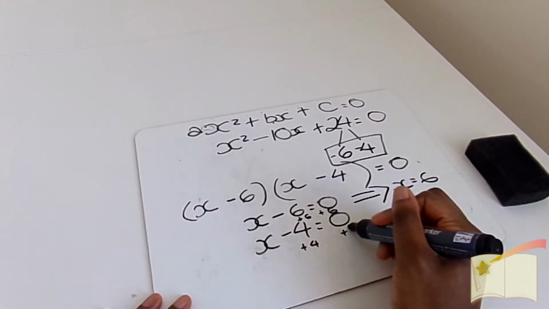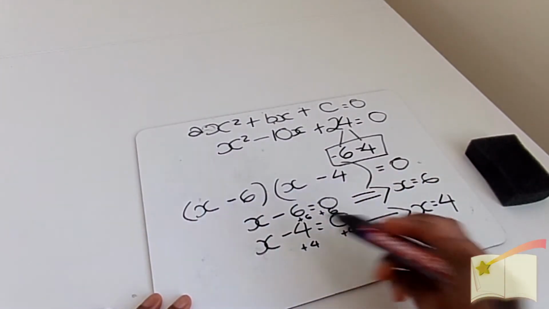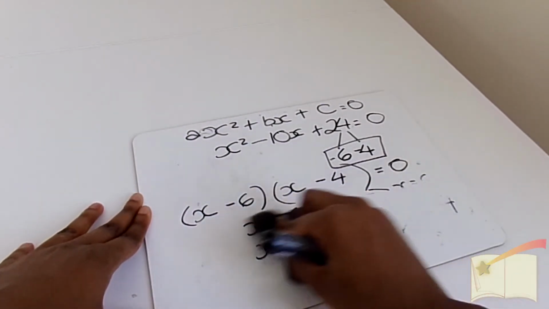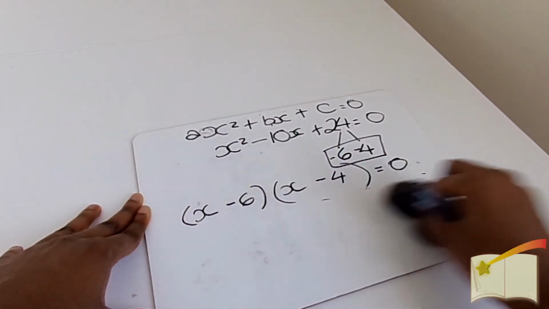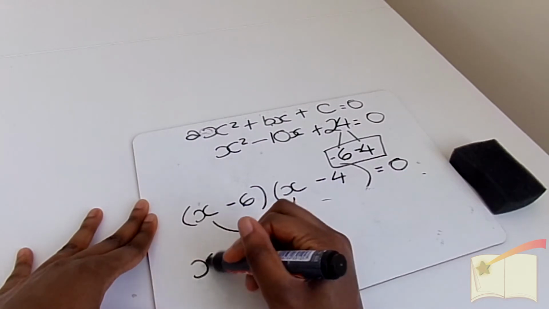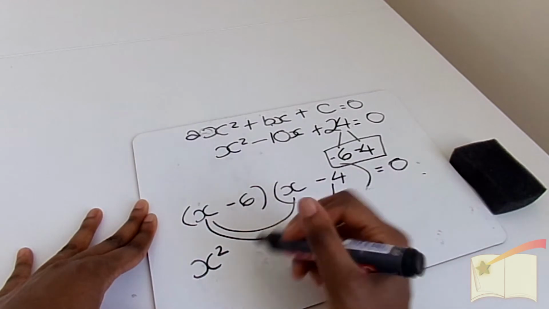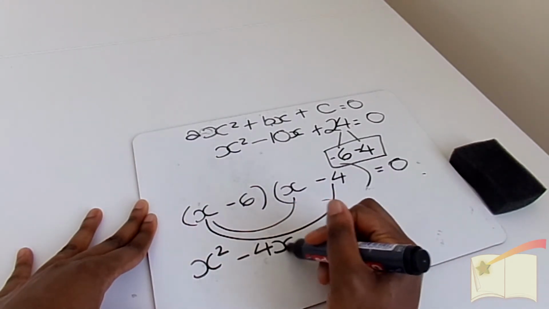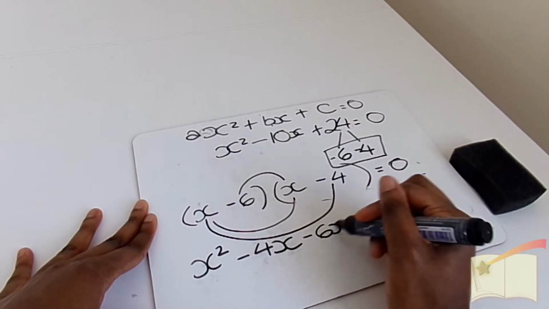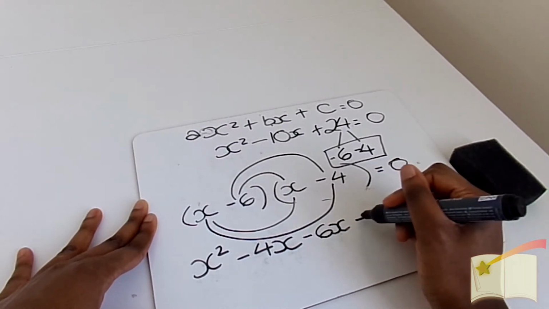Now I'm going to expand both my brackets to show you why I need to have x in both brackets. Expanding is when you multiply the brackets together. So once I have finished multiplying each term from each bracket with each other, I should be left with the equation that I had in the first place. So x times x is x squared, x times minus 4 is minus 4x, minus 6 multiplied by x gives you minus 6x, and minus 6 multiplied by minus 4 gives you 24.